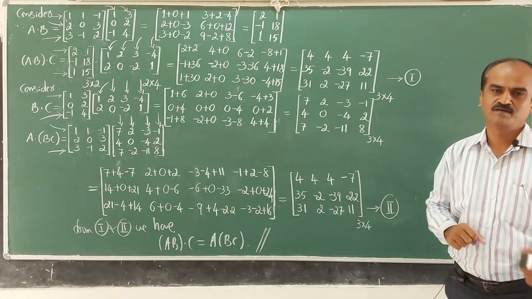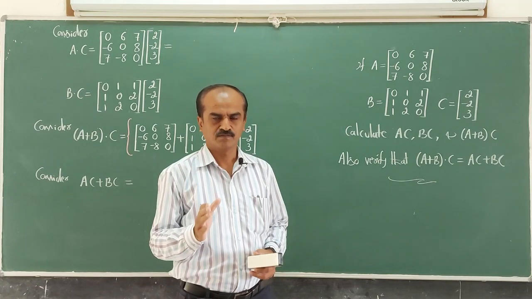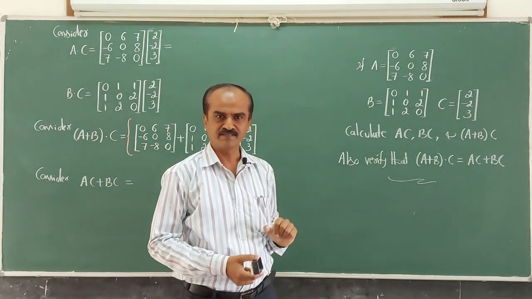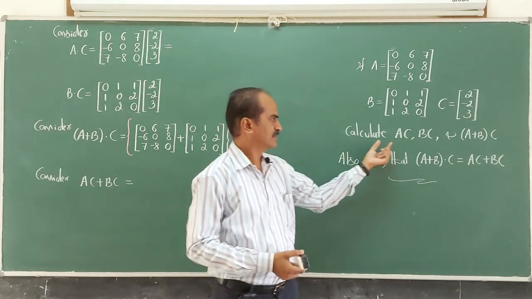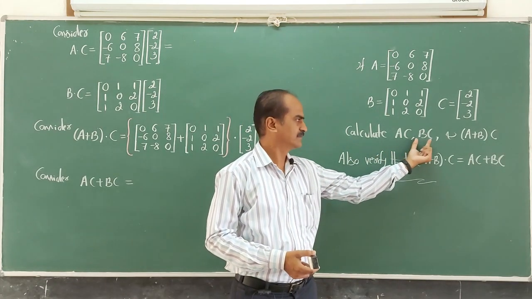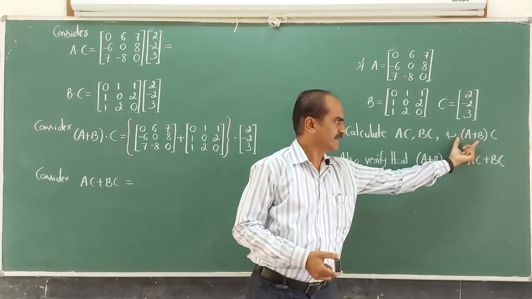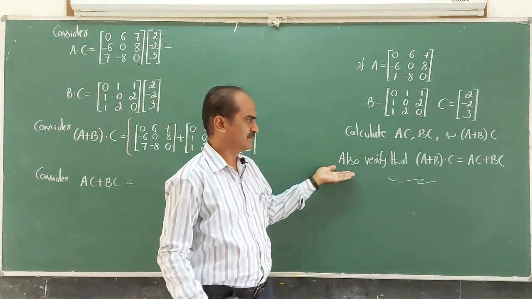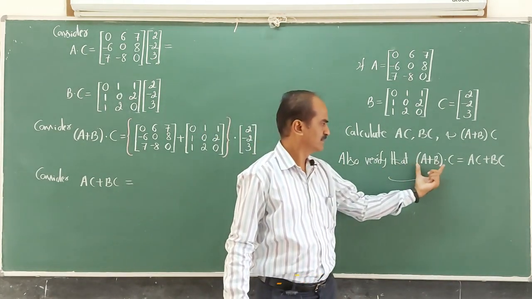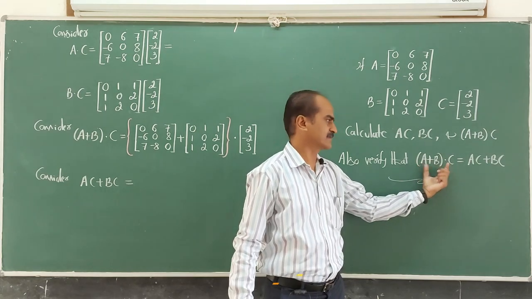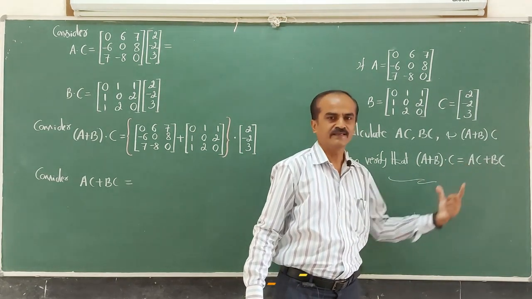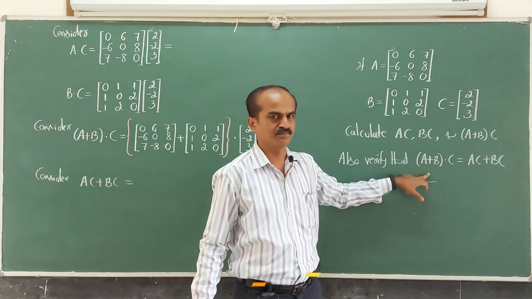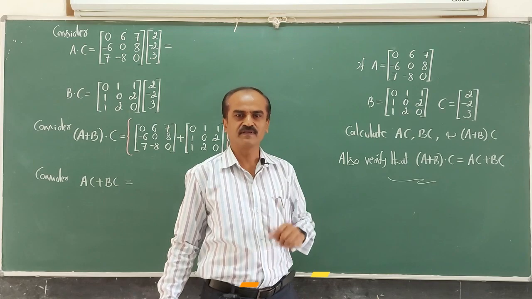Now let us take one more example. In this example, matrices A, B, C of different orders are given. Required to calculate AC, BC and (A plus B) into matrix C. After finding this, required to verify that (A plus B) into matrix C is the same as AC plus BC. Nothing but a verification of the distributive axiom. In matrix multiplication, the distributive axiom is true.